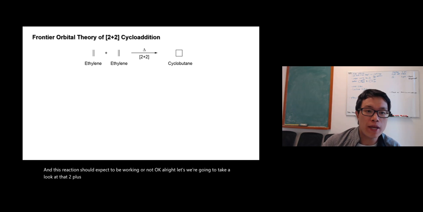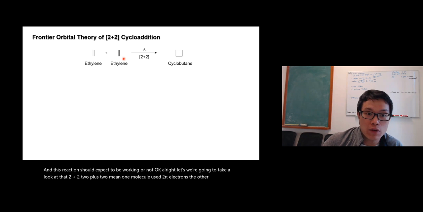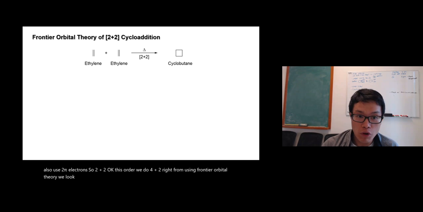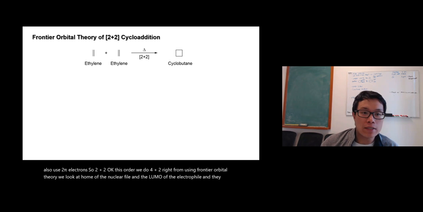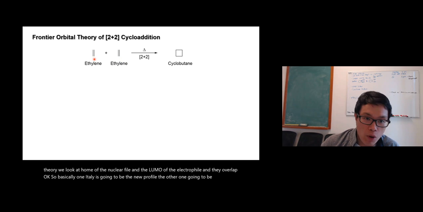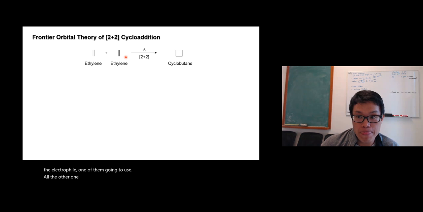All right, we're going to take a look at the 2+2. 2+2 means one molecule uses 2 pi electrons, and the other molecule also uses 2 pi electrons. Diels-Alder will do 4+2. Using frontier orbital theory, we look at the HOMO of the nucleophile and the LUMO of the electrophile, and they overlap. So one ethylene is going to be the nucleophile and the other the electrophile. One of them uses the HOMO, the other uses the LUMO.